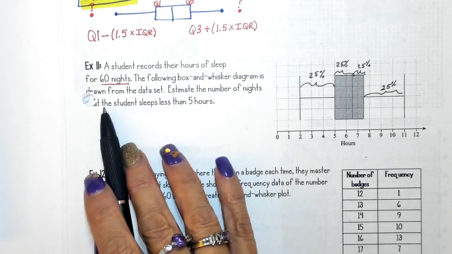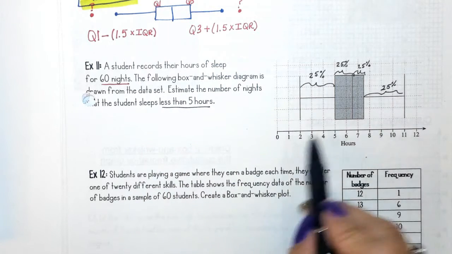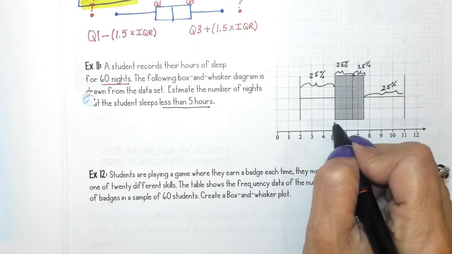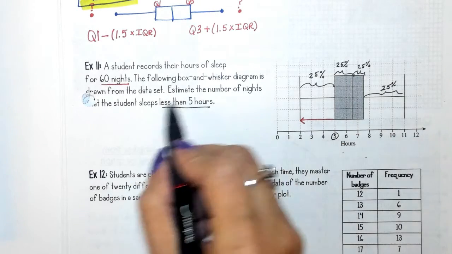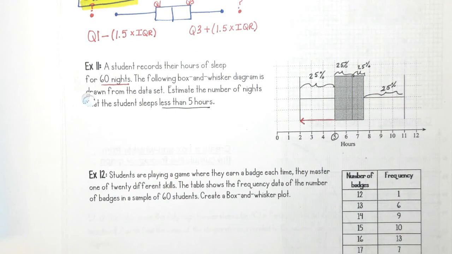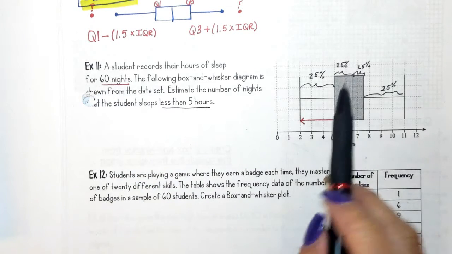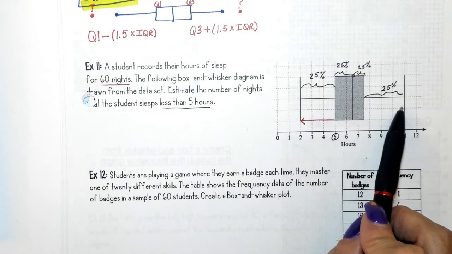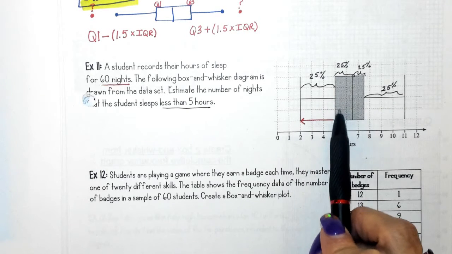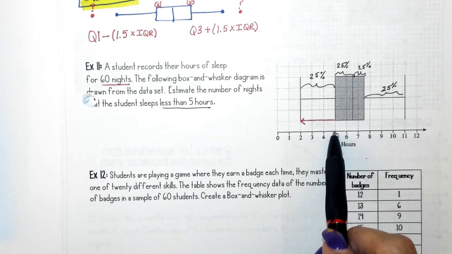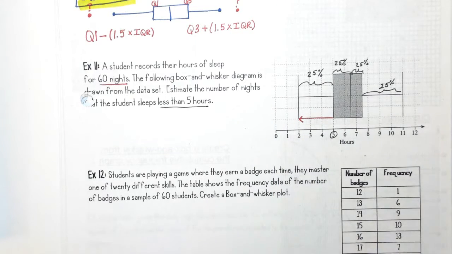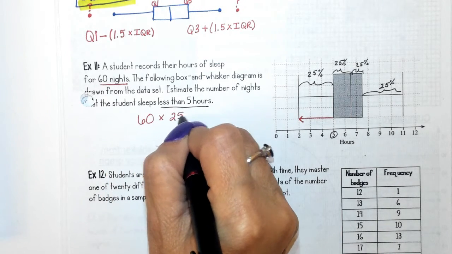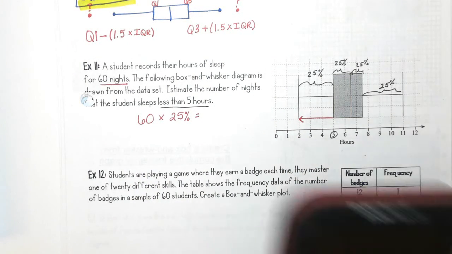All right, so estimate the number of nights that the student sleeps less than 5 hours. Well, if I look at this, this is the hours he's sleeping. Here's the 5 right here at Q1. Here's what I know. We did this for 60 nights, and from here to here represents 25% of those 60 nights, because all of this is 60. So 5 is right here at Q1. So 25% of the nights, he slept less than 5 hours. So I'm going to take 60 nights, multiply it by 25%, and figure out the number of nights he slept less than 5 hours.